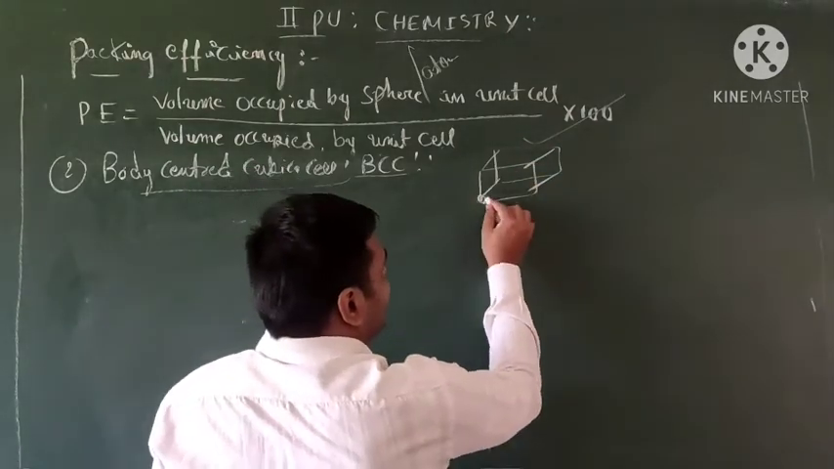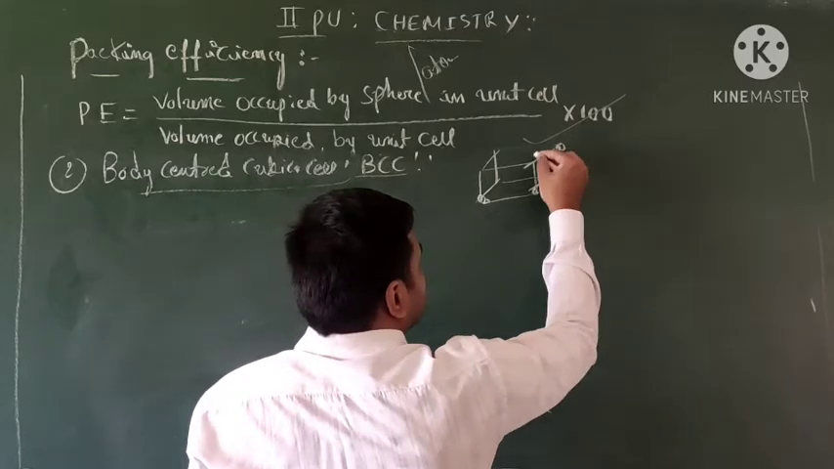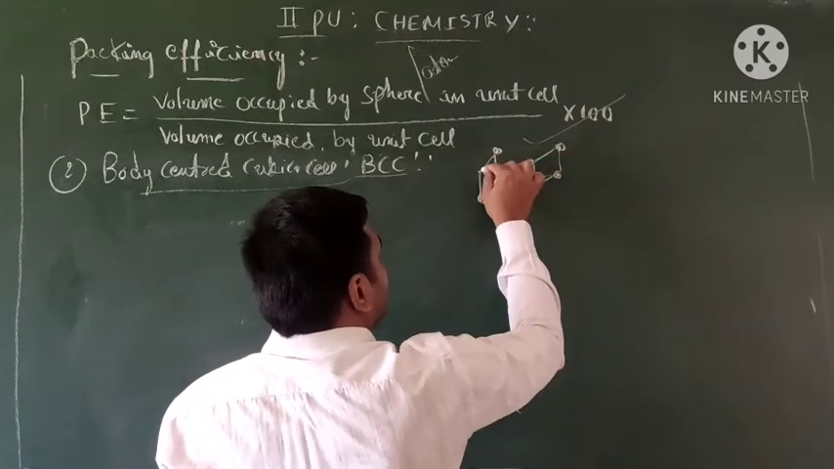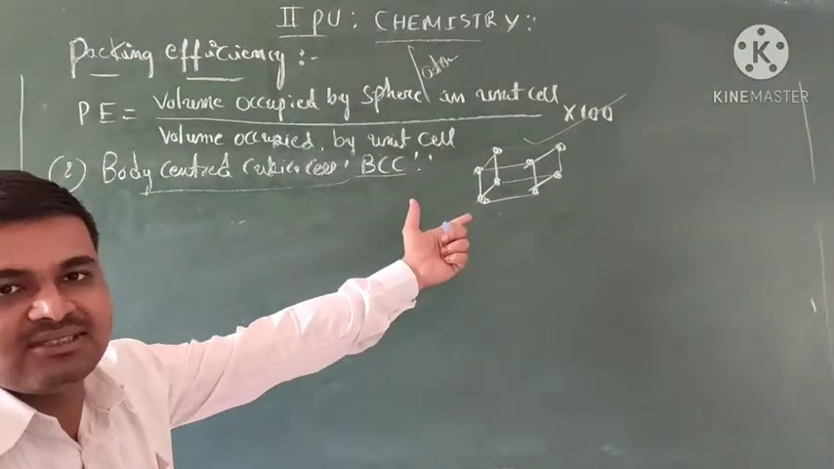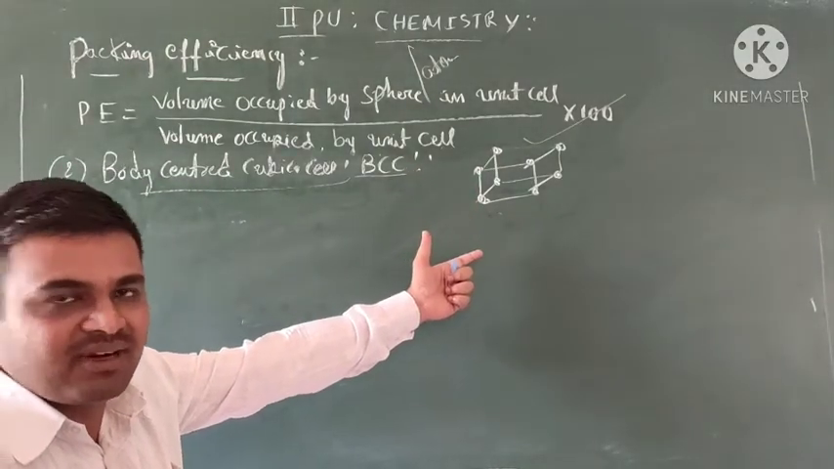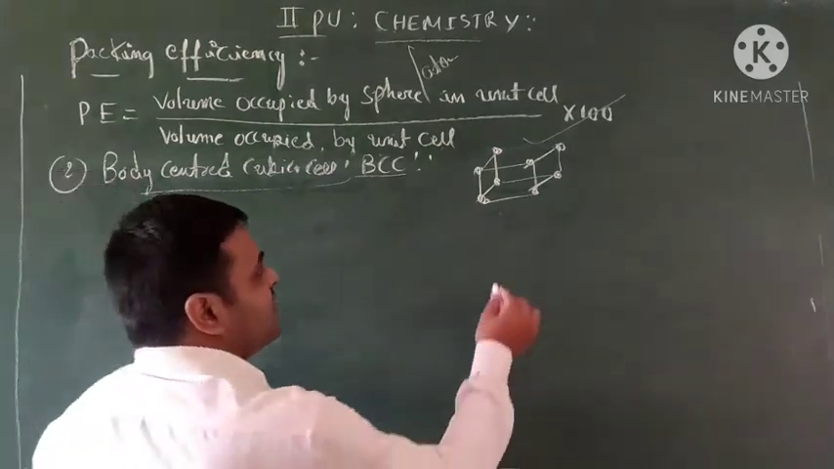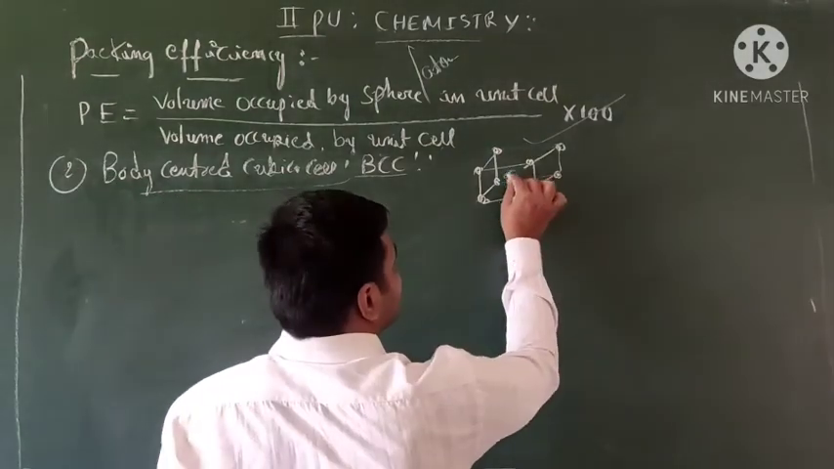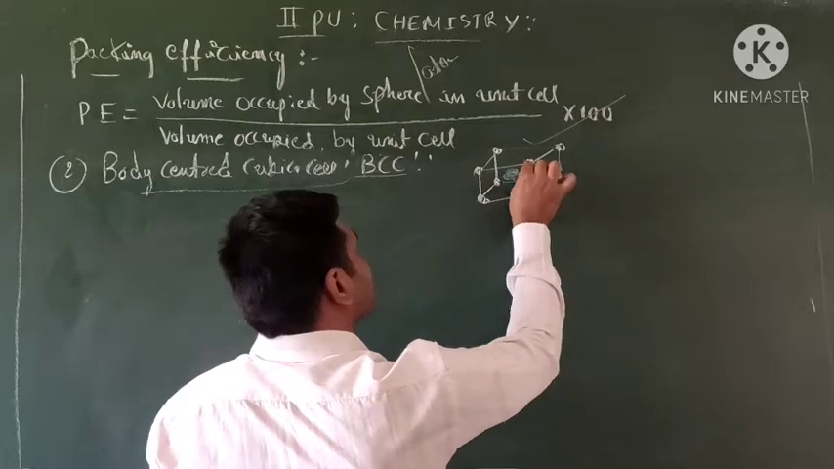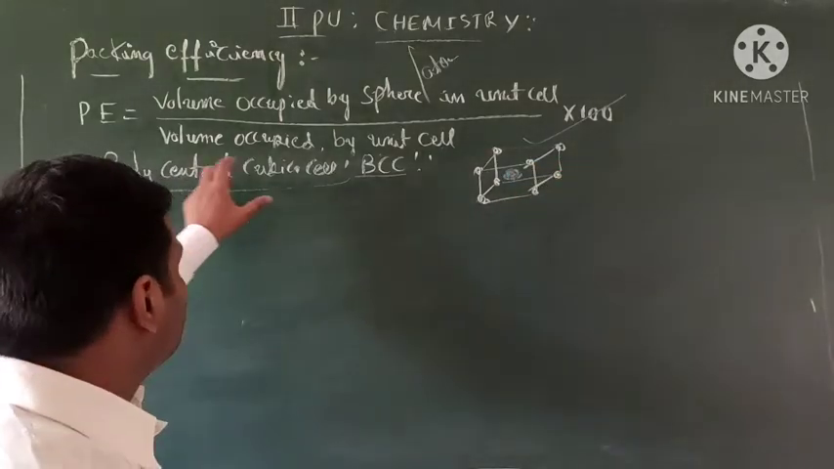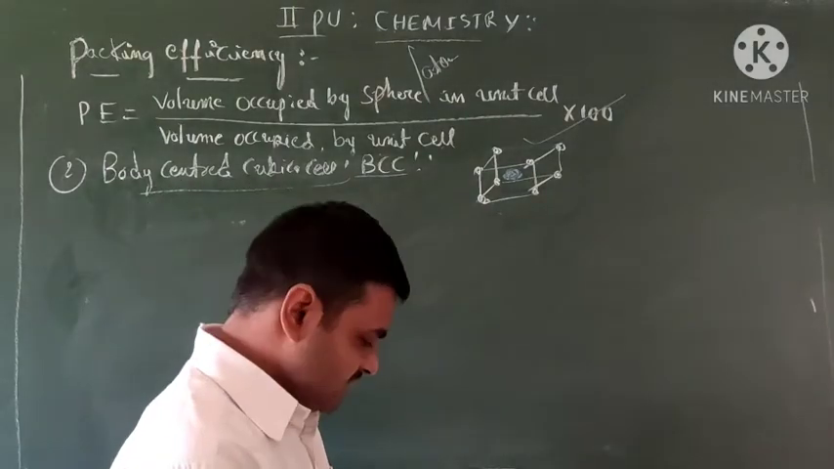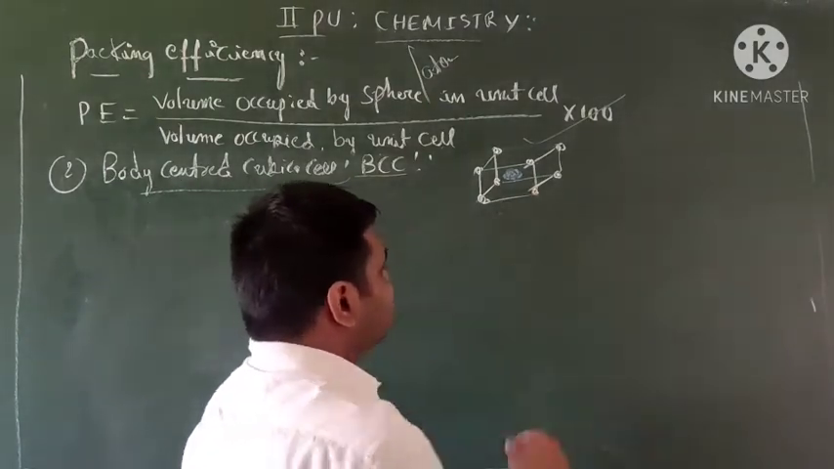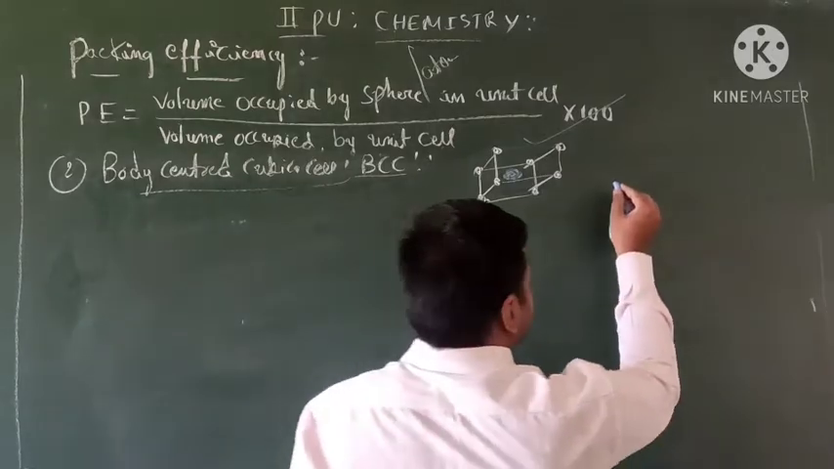Yes, all the corners have atoms. This is not a primitive cell, because one other atom, or constituent particle, is present in the center of the body. Another atom or molecule is present at the center. This is called a BCC, body centered cubic cell. Next, you can write this is a BCC.